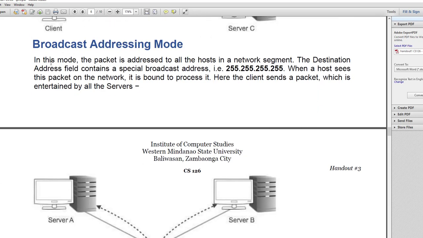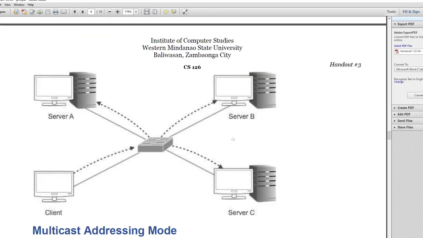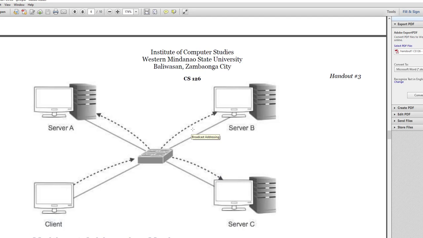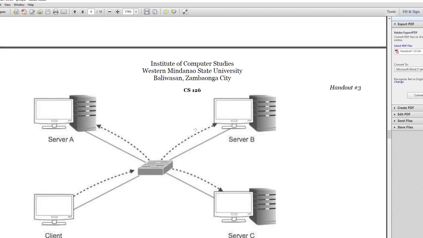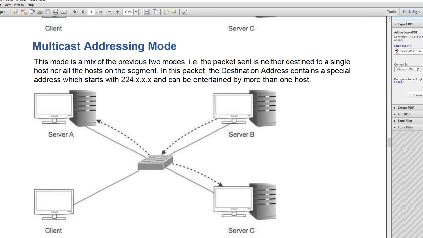Next is the broadcast addressing. In this mode, the packet is addressed to all the hosts in a network. The destination address field contains a special broadcast address, for example 255.255.255.255. When a host sees this packet on the network, it is bound to process it. Here, the client sends a packet which is entertained by all servers, because we are in the broadcast addressing mode.